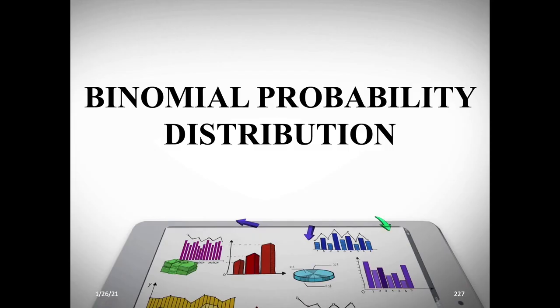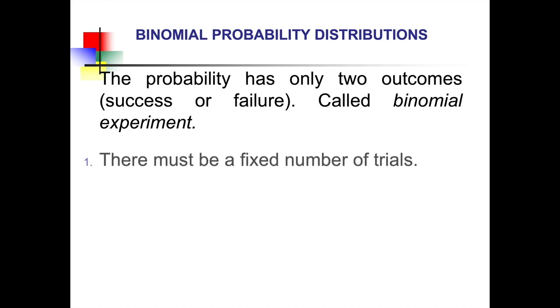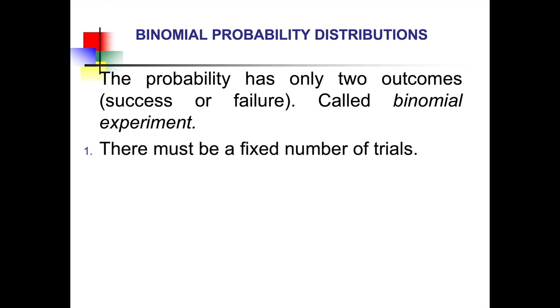When we say binomial probability distribution, this is a probability distribution wherein we have only two outcomes, called a binomial experiment. The two outcomes can be success or failure. It can also be yes or no, true or false, 0 or 1. If the outcome is projected to be 3 or more, that is no longer considered a binomial probability distribution.